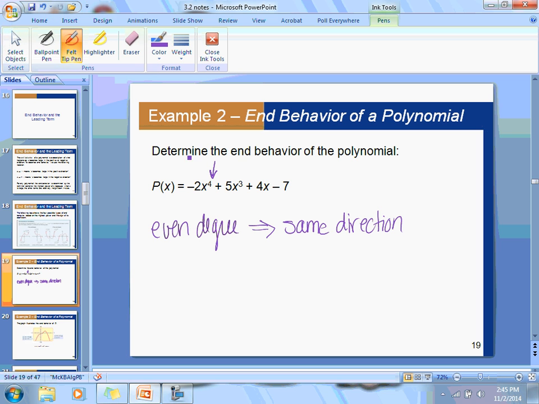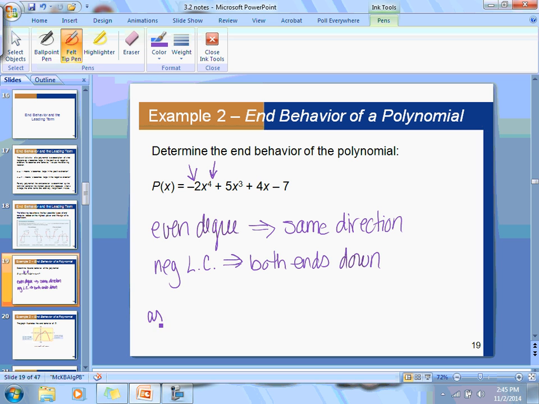And the way you know if they're going up or down is you look at your lead coefficient. So your lead coefficient is negative, and I'm just going to abbreviate lead coefficient with LC. So that tells you that both ends are going down. And that's basically all we have to do for this example if they want us to just determine the end behavior. You could write it a little more mathematically.